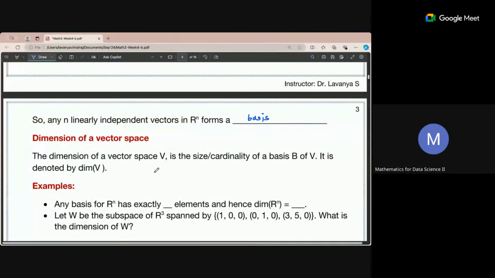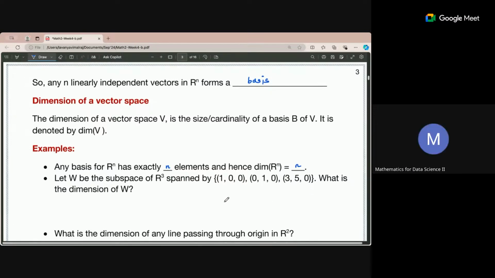Then we saw what is the dimension of a vector space. The dimension of a vector space V is the size or cardinality of a basis B of V. It is denoted by dimension of V. So the number of elements in the basis is nothing but the dimension of the vector space V. Any basis for Rn has exactly how many elements? N elements. And what is the dimension of Rn? N.